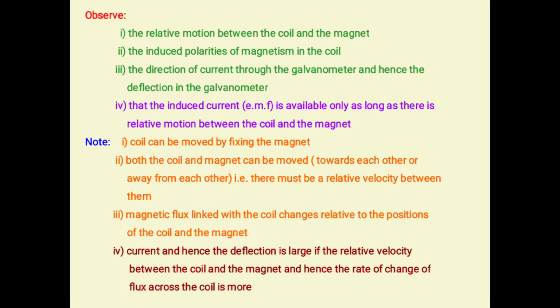And the current, and hence the deflection, is large if the relative velocity between the coil and the magnet, and hence the rate of change of flux across the coil, is more. It says that if we move the magnet fast towards the coil, or move the coil fast towards the magnet, a large amount of current is produced.